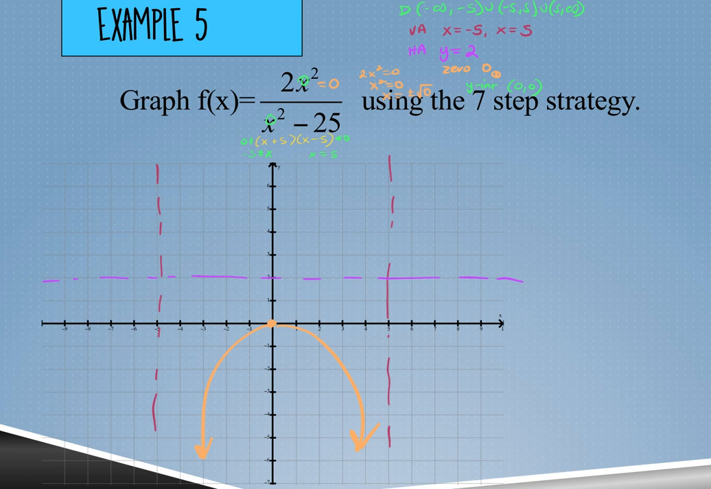Does it cross through the x-axis again? How do you know that? There's no other zeros, which means where do I think it's going? In the top corners. It can't cross through here, which means it's coming up here. And it can't cross through here, which means it's coming up here.